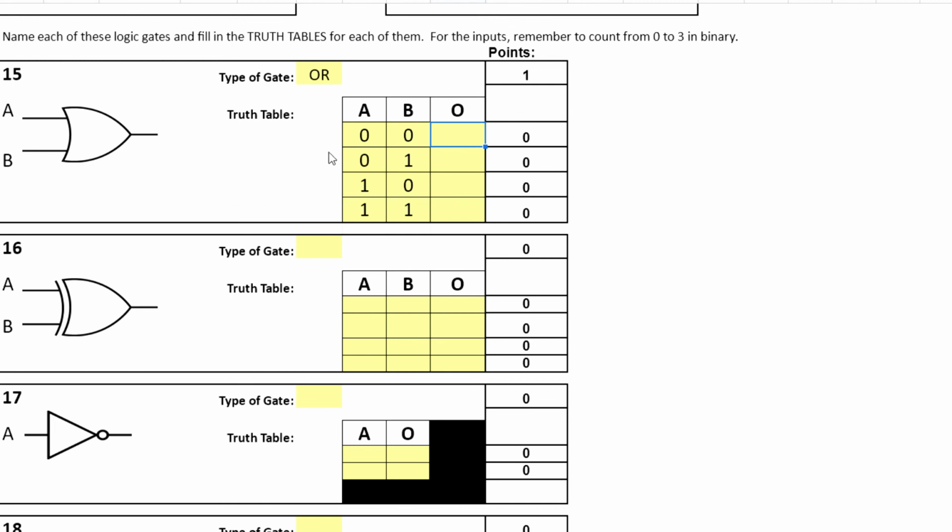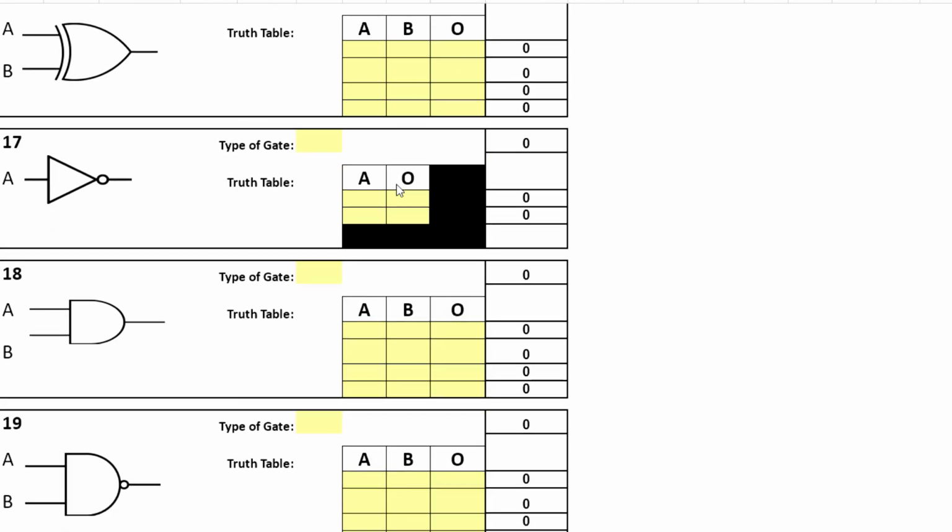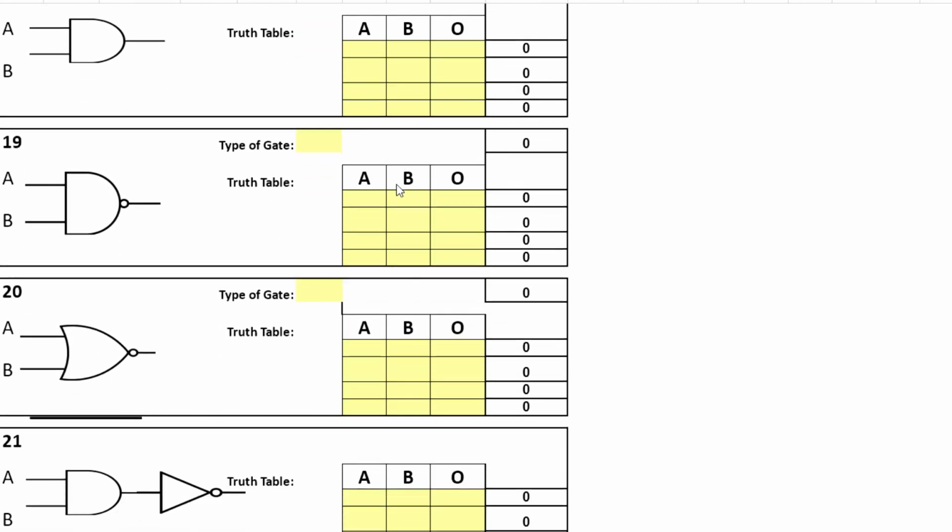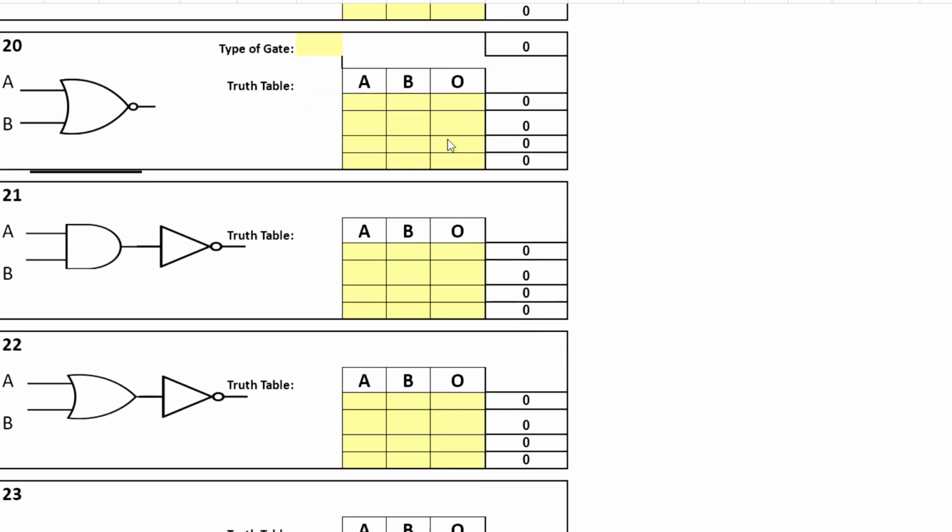So for an OR gate, if A or B is 1, we get a 1 out. So neither of those are 1, so our output is going to be a 0, which will give you the 3 points. Just be very careful not to delete the boxes with the marks in. And then you just work your way down for each of those questions.